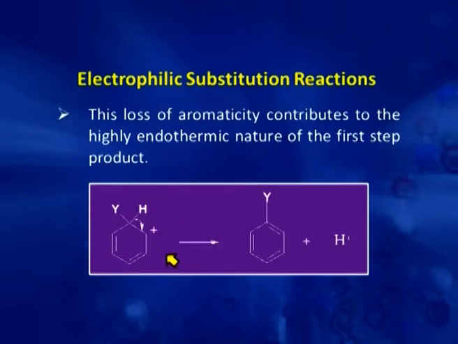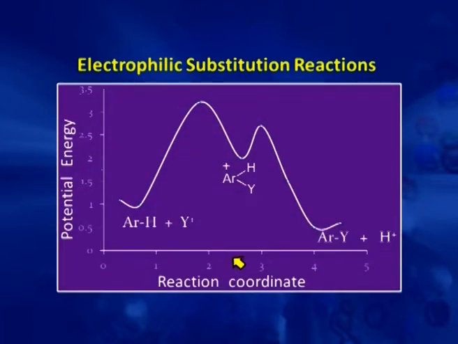Now, in the next step, this sigma complex loses this H plus ion to give a stable substituted benzene ring, and we get our aromatic system back. So, this is a fast step and this is exothermic in nature because here we get the stable system back. This is very much clear in the energy profile diagram.